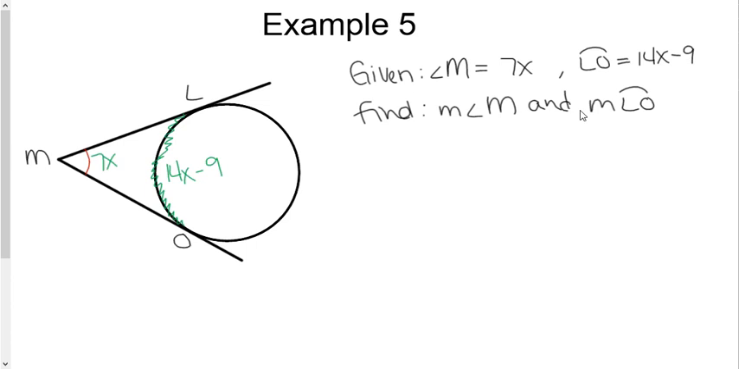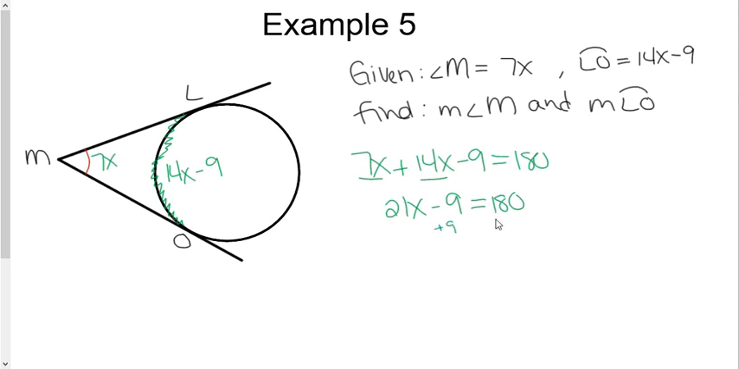In order to find that, I'm going to find out what x is. So I've got to set up an equation. I have 7x plus 14x minus 9, because remember we said these two add up to 180. Now it just becomes an algebra problem. Combine like terms. 7x plus 14x is 21x. Bring down the minus 9 because we can't combine it with anything, and that is equal to 180. Add 9 to both sides, and I get 21x equals 189. Divide both sides by 21, and I get x equals 9.